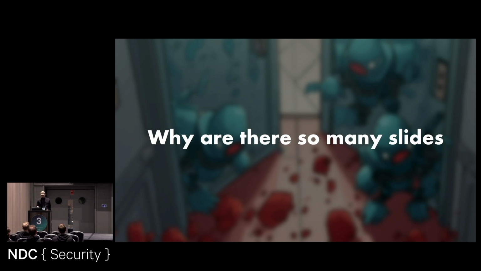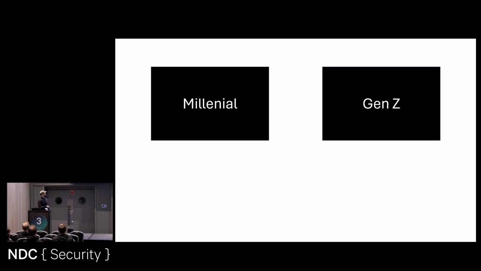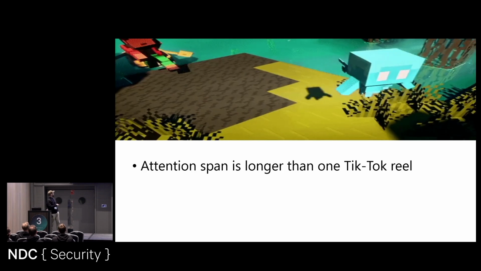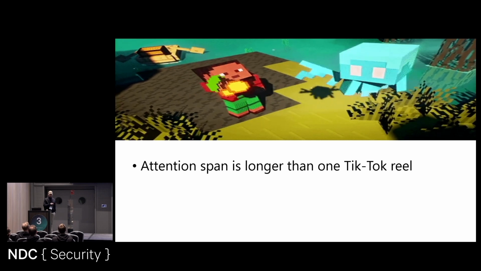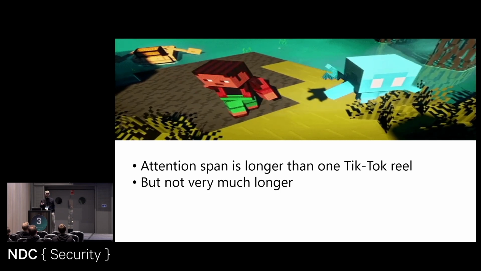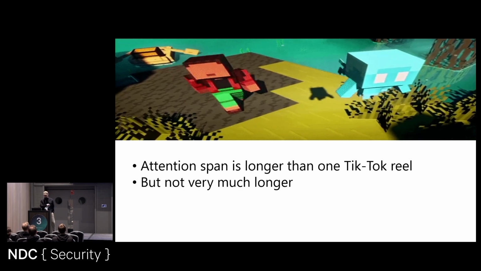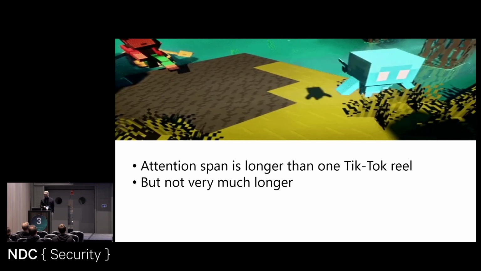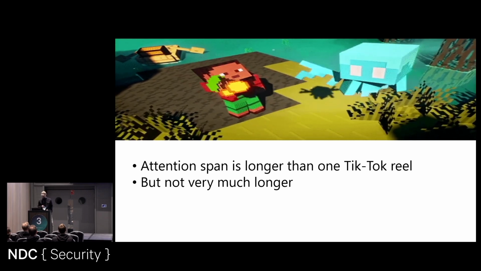During the slide set, you might be wondering why there are so many slides, and there's a reason for this. I'm born somewhere around here at the edge of being a millennial, and so I'm something they call a sillennial. For those of you who have been on Instagram or YouTube Shorts lately, you know my attention span is longer than one TikTok reel, but not very much longer. So I like to have what I'm talking about up on the slide deck so I don't go off on a tangent. So this is why there are a bunch of slides.